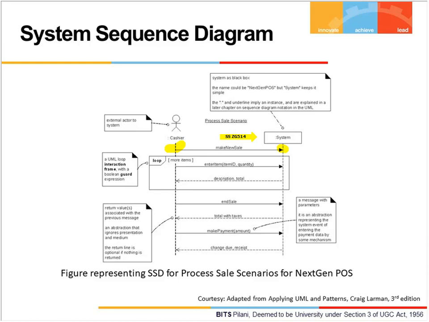So we'll have a closer look at this diagram. This is my cashier, the external actor, and this is my system, right? And then there are lifelines. There are messages flowing from the cashier to the system, and then there are messages flowing from the system to the cashier. This is the kind of diagram we are trying to draw. Let us see the notations ahead, and then we will understand this diagram as well as draw a few system sequence diagrams.